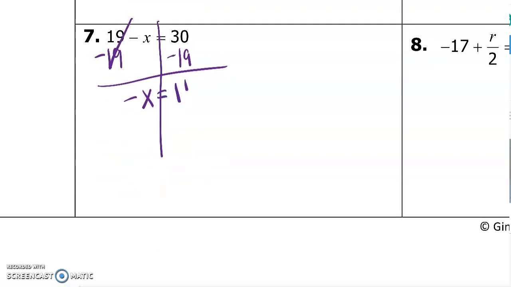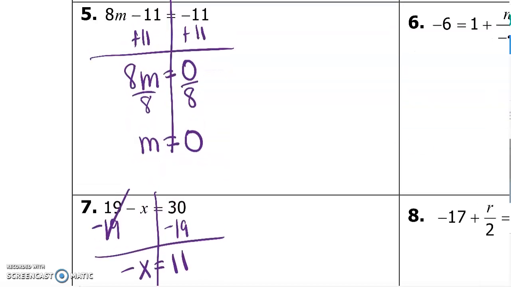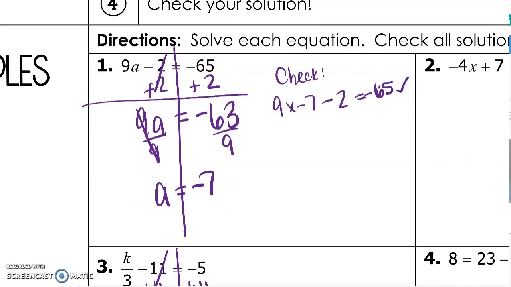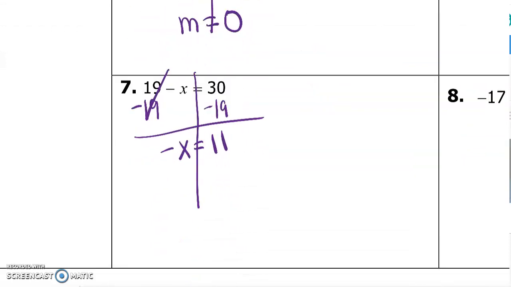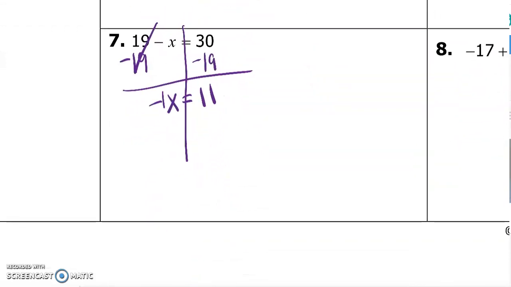So x equals 11. Now, if we look back up at number 5 or number 1, we knew to divide by the number in front of x. There is technically a number in front of the x. It's a negative 1. So you need to divide by negative 1 and get x equals negative 11. If you had positive 11 for your answer, when you plugged it back in to check, you would get 8 instead of 30. So that's why you always check your answers to make sure you get it correct.